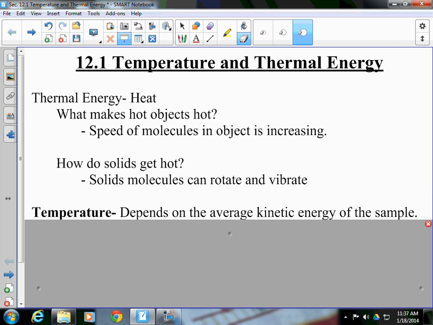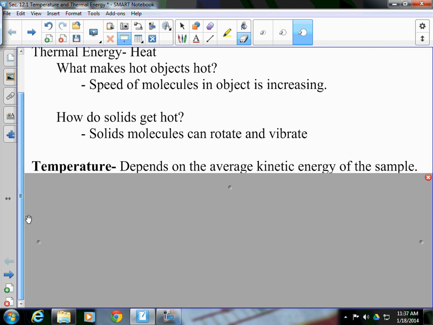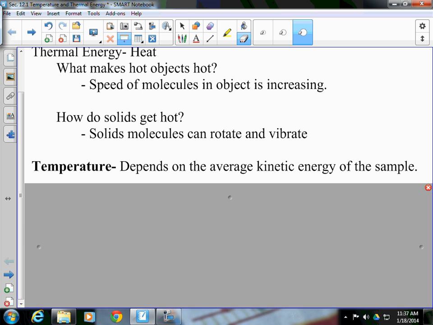All right. Temperature. What exactly is temperature? Well, temperature is the average kinetic energy of all the particles in a sample. Now, here's your million-dollar question. Does temperature depend on the amount of particles or the speed at which they're going?